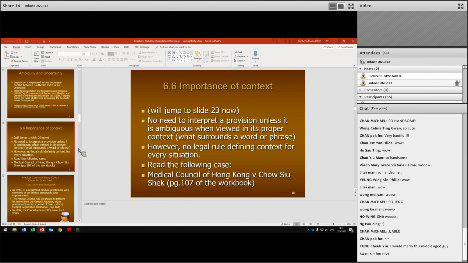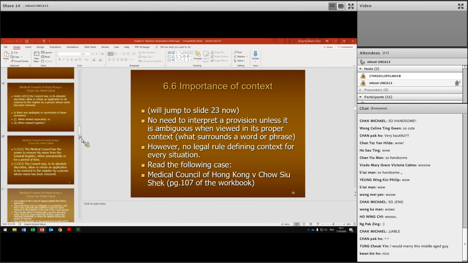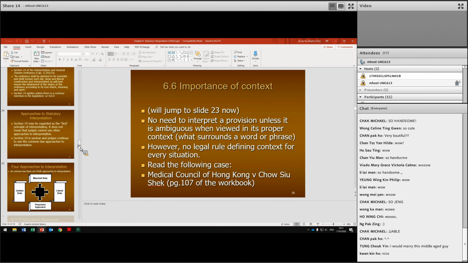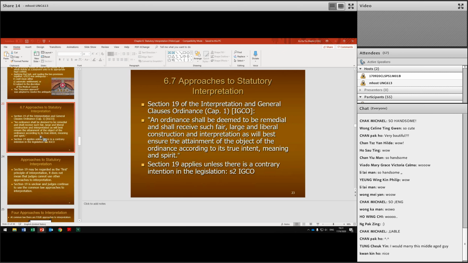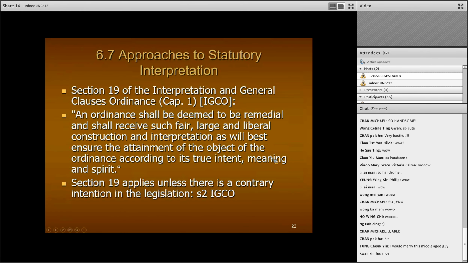Please now go to slide 23. And I will go back after we have discussed all the different approaches to statutory interpretation. Okay, please note that the court does not only have one way to interpret the legislation. Altogether, we have several approaches. In the common law, we have 4 different approaches to statutory interpretation. But before that, we have to mention section 19 of chapter 1.